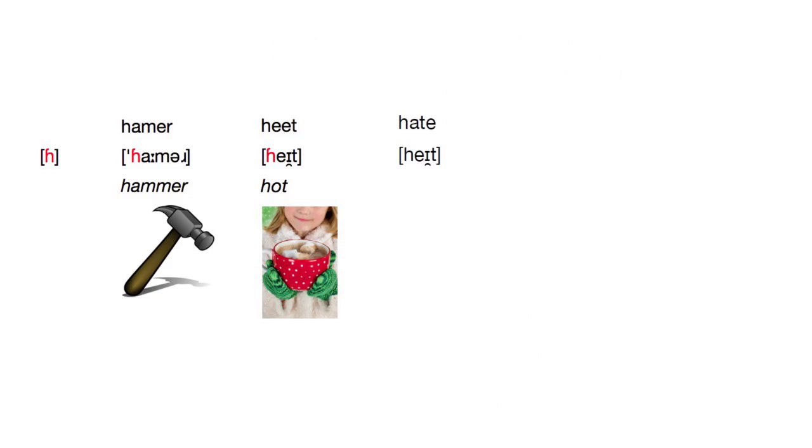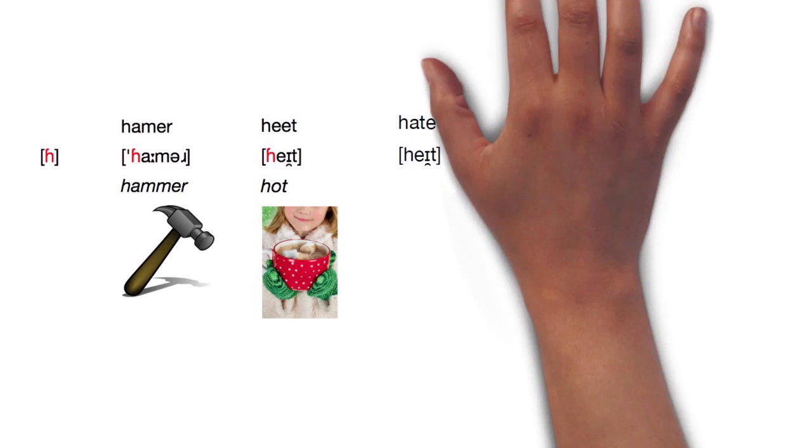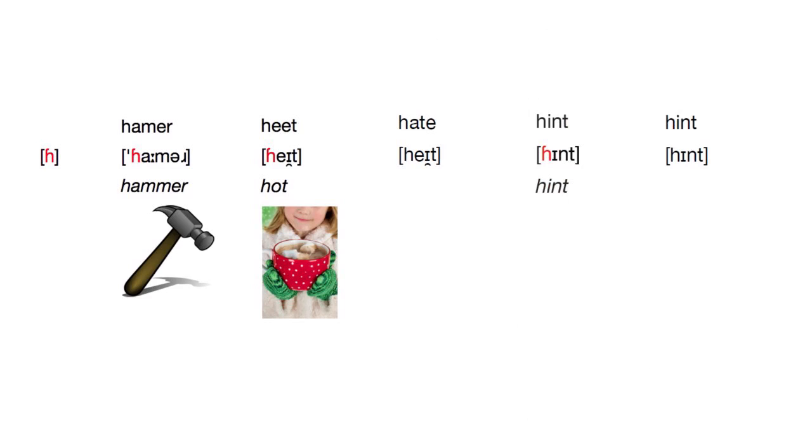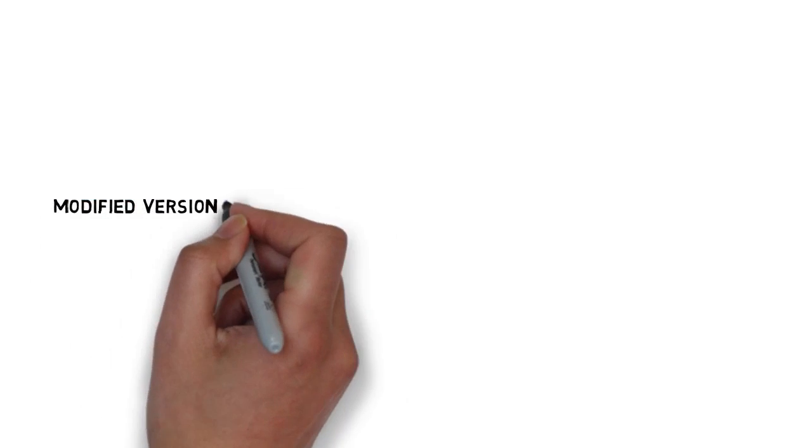Ha. So Dutch has hate, and English has hate. Hate, hate. You can also use hint and hint. Hint, hint. And so those are all the Dutch sounds we can make by slightly modifying English sounds. We have 4 or 5 more sounds, and these are going to be fairly new.